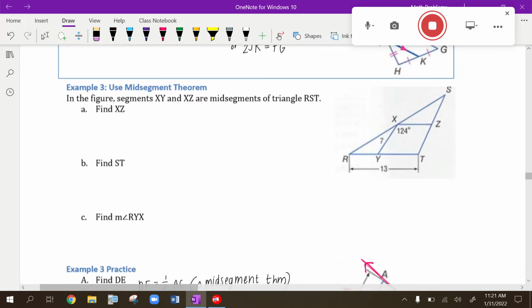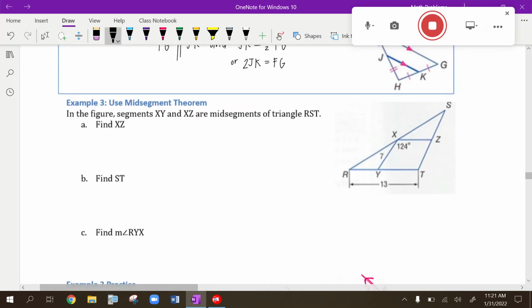Let's try to use this in a problem. It says in the figure, segments XY and XZ are midsegments of triangle RST. So we're looking at this big triangle. We know that these two segments are the midsegments of the triangle. That means that Z must be the midpoint of ST and Y must be the midpoint of RT. That might be helpful at some point. Let's see what they're asking us for.